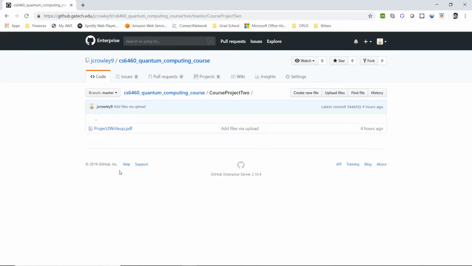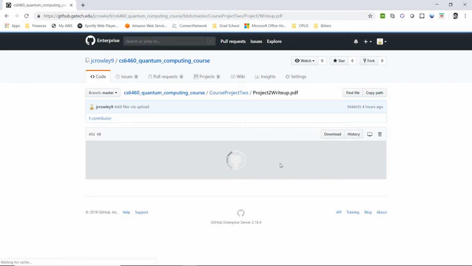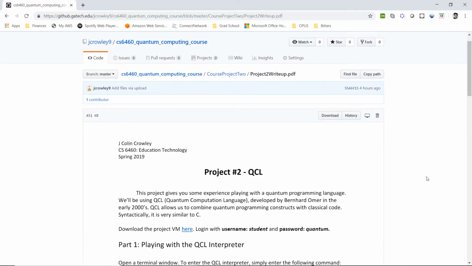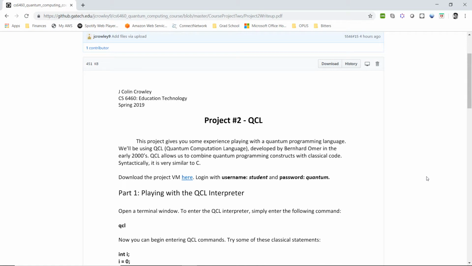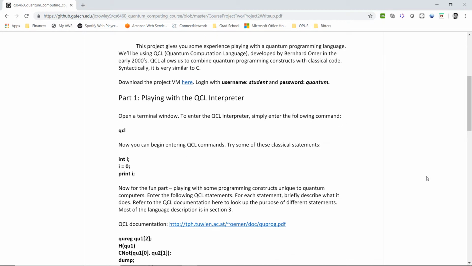In the second course project, I actually prepared a VM because I wanted it to revolve around QCL, which is a quantum computation language. So it is a language that would actually run on a quantum computer. It's simulating quantum computation on a classical computer, but the language itself supports certain quantum programmatic constructs, like creating an array of qubits and running it through a quantum gate.